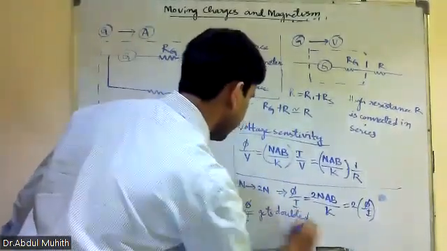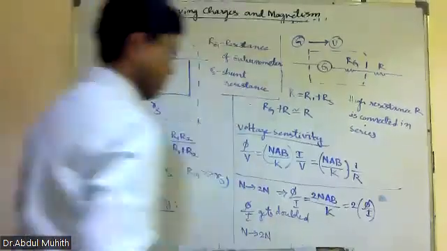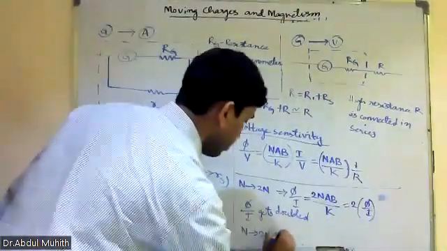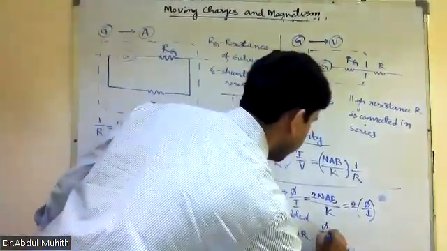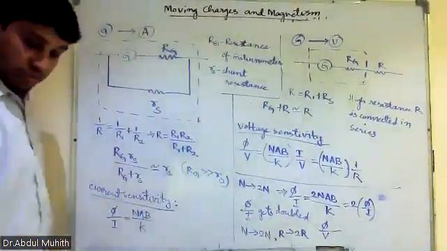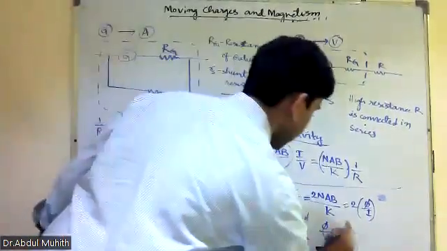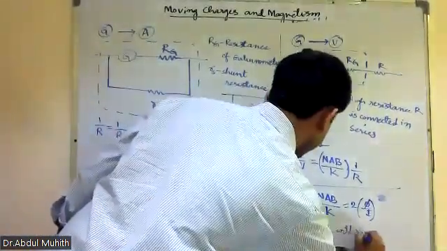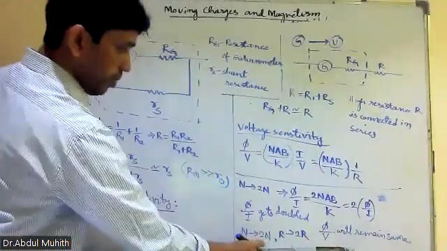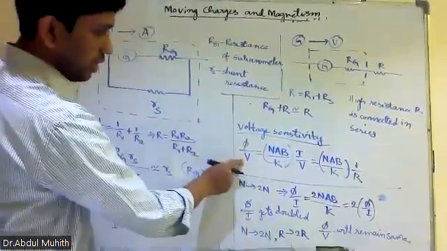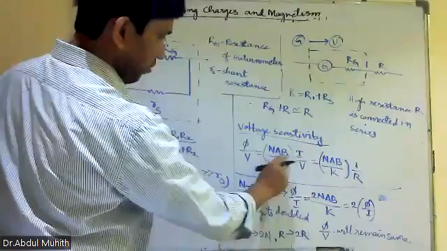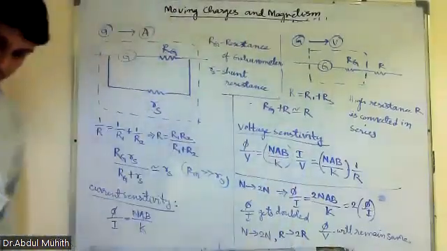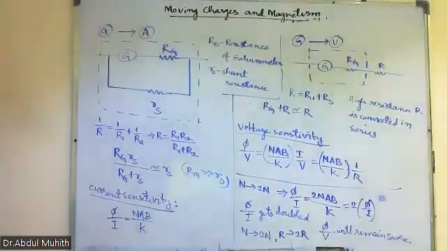Then next one is, if n tends to 2n and R tends to 2R, then what happens? Phi by V, voltage sensitivity, will remain same. Why does it remain same? When the number of turns increases, proportionally the voltage also increases. That is the reason it remains same.